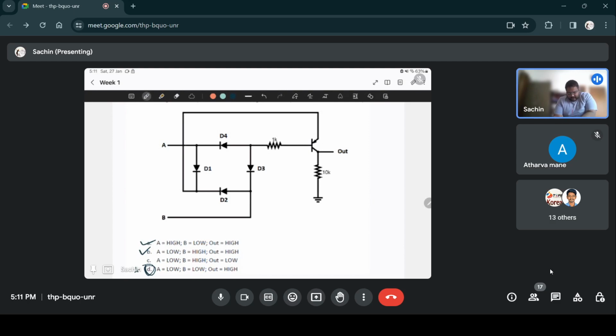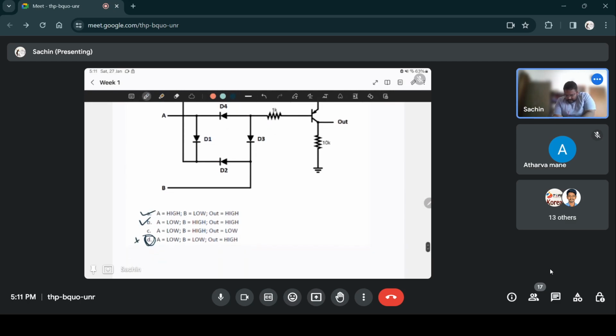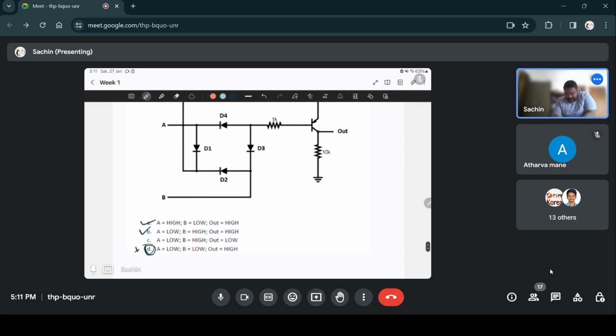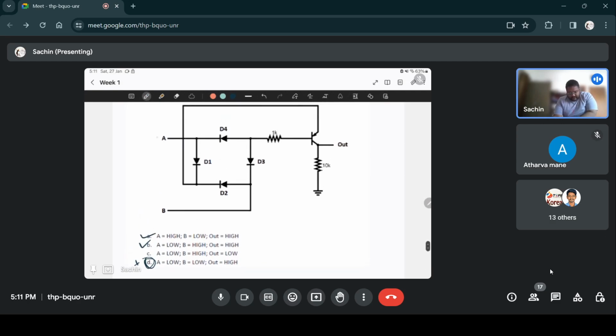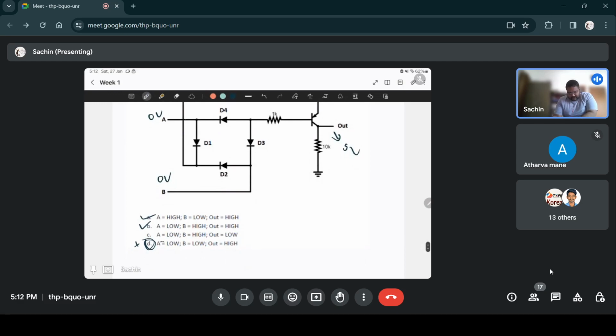If both A and B are low, this is at 0 volts, this is at 0 volts. There's no power supply anywhere in the circuit then. You're not supplying 5 volts anywhere, right? So how will this output go to 5 volts? So it can't go to 5 volts. This option D is saying that when both inputs are low, the output is high. So that's not possible, right? So option D is not correct. I just eliminated it early because it's simple.